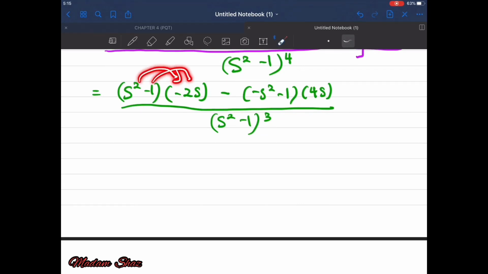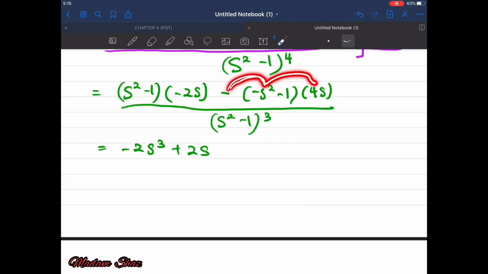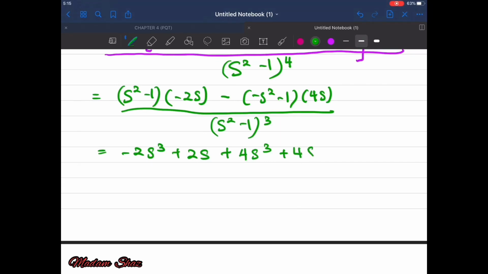Expand the upper side. S square multiply with the negative 2s, negative 2s the power of 3. Negative 1 multiply negative 2s, plus 2s. Negative s square, and then multiply with the 4s. This one will become positive 4s the power of 3. Negative multiply negative 1 multiply with the 4s, so will become positive 4s. Divide the whole thing with s square minus 1 the power of 3.